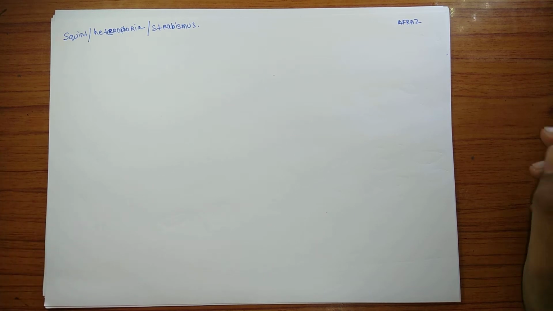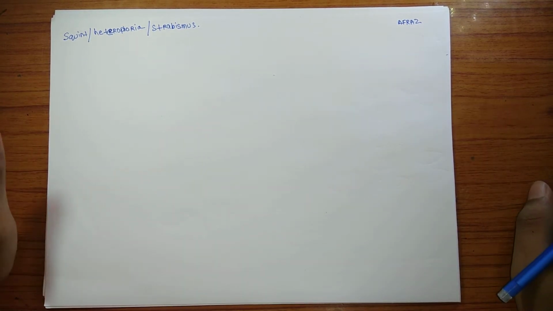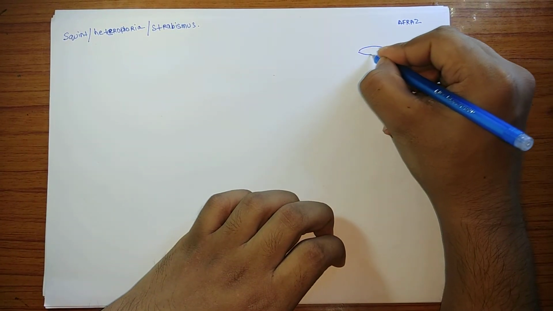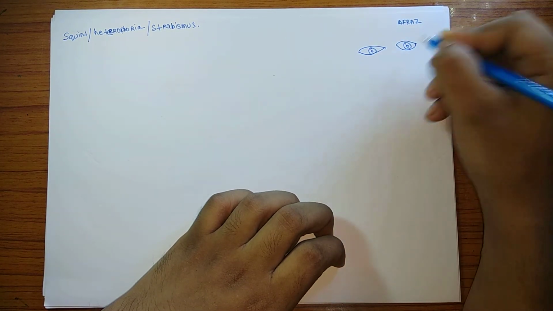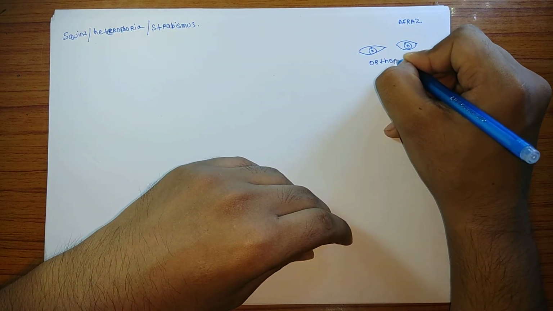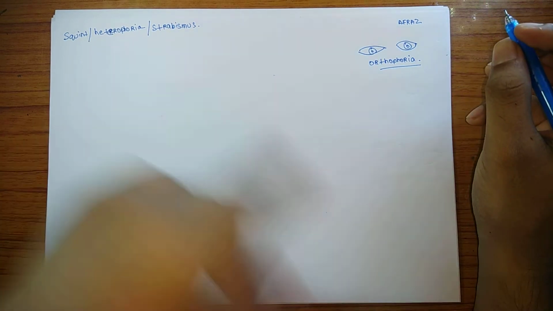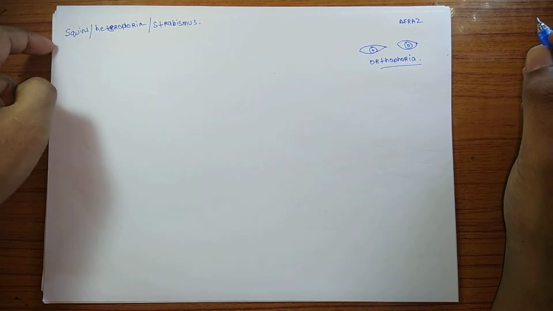Everybody is having squint. Everybody, you, me, everybody in this world is having squint. No one is having 100% parallel eyes. If a person has parallel eyes, then we say it's orthophoria. But everybody is having squint. Heterophoria, strabismus, squint mean the same.